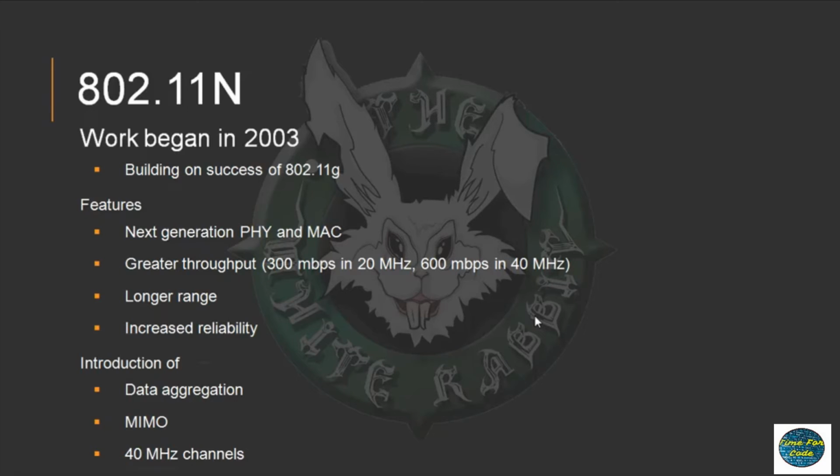Plus various other ideas like data aggregation, MIMO, which is multiple input, multiple output, and that refers to multiple antennas on both the transmitter and receiver sides. And that gives you longer range, increased reliability, and all these other benefits.